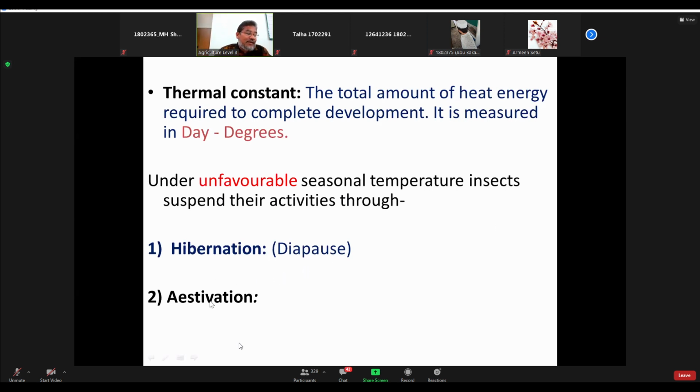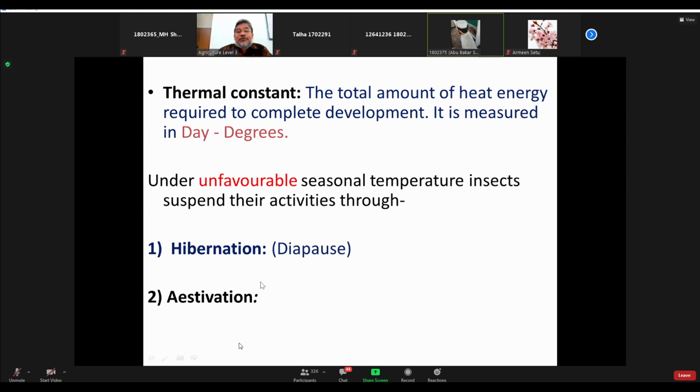And what is estivation? Estivation is just the opposite. It occurs during the seasonal high temperature or in dry weather, when the temperature has been too high. So there will be some deleterious, that is harmful, effects on the body. So they will try to hide somewhere. This period of suspended activity of an individual in high temperatures is called estivation.